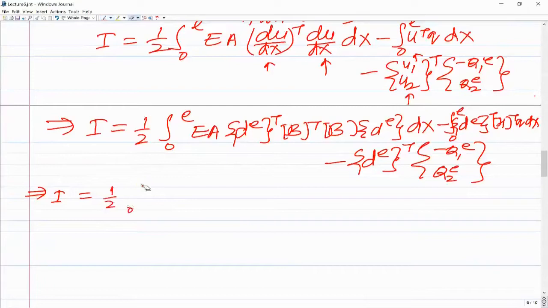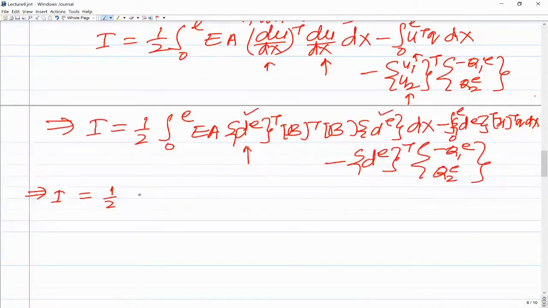What I want to do is this d transpose. In this particular case B is also independent of x, so it is constant, but in general this B could be a function of the capital X coordinate. So I am going to keep it inside the integration. But as far as d is concerned, since d is the values of u at nodes, those are always going to be independent of the x coordinate. So we can take this out. We will take this on the left hand side and this on the right hand side.